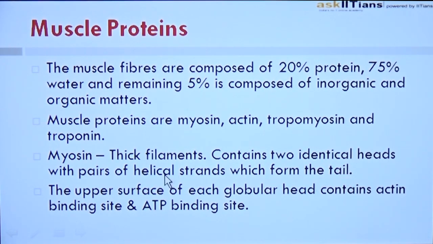We will see in a diagram how this myosin structure is formed. The upper surface of each globular head contains an actin binding site and an ATP binding site. So, the two identical heads are here, and the upper surface of each globular head contains the actin binding site and ATP binding site. With these sites begins the journey of muscle contraction.